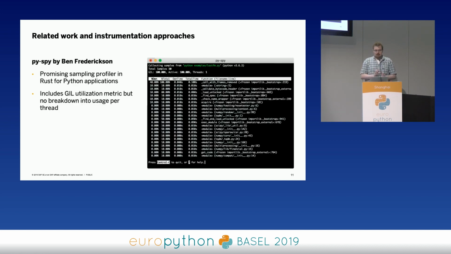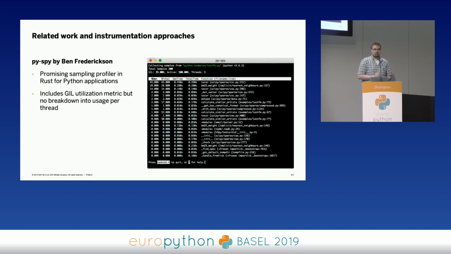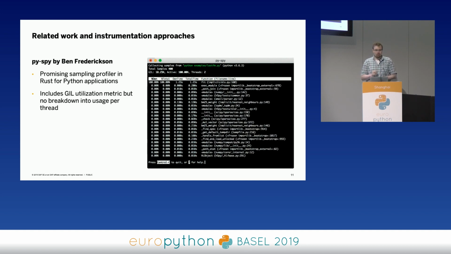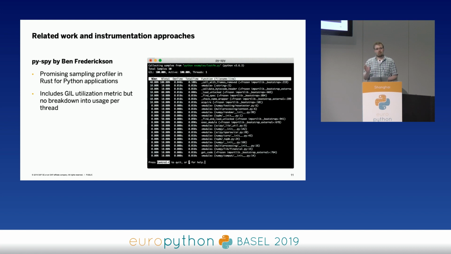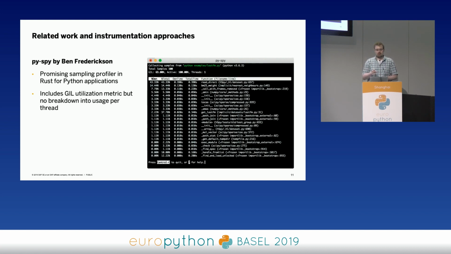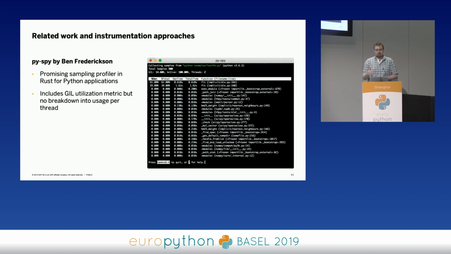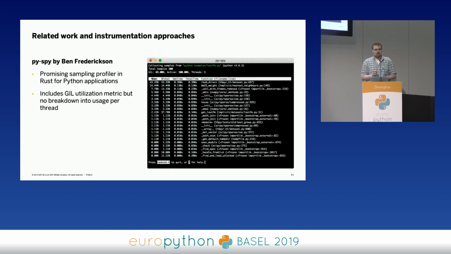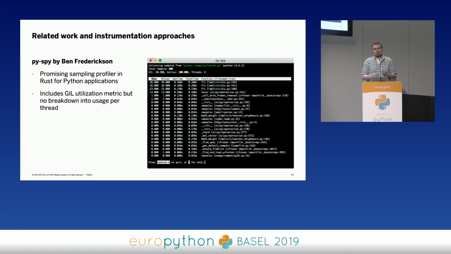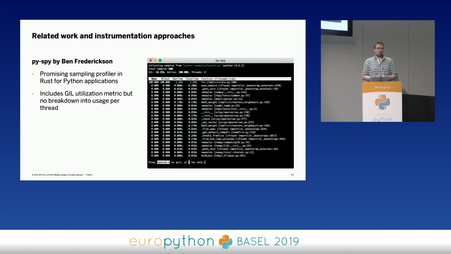A very promising approach is Py-Spy, a new profiler for Python written in Rust, which is very fast, and you can easily attach it to a running application. Then you can get this nice overview about what functions take what amount of time and so on. It also includes the GIL utilization, which is quite nice. But again, you don't have a breakdown to find out what the problem is.